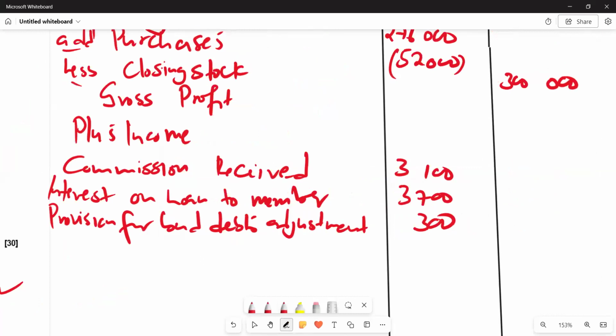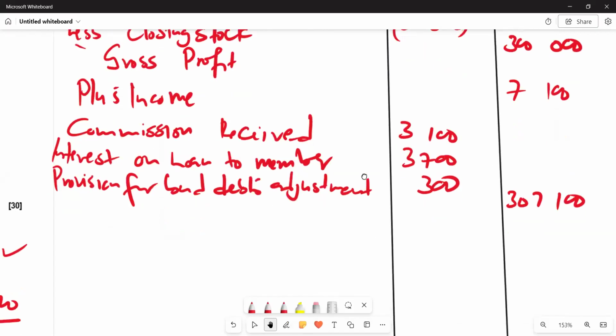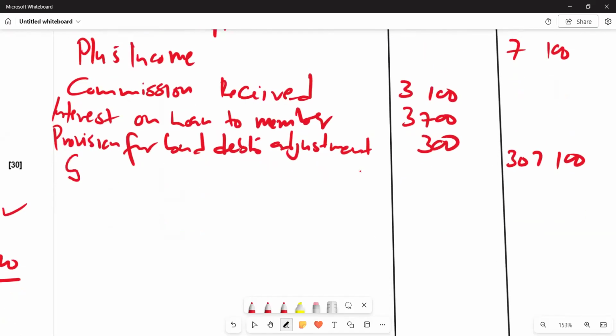So here we are saying 7,100, and we are adding 300,000 plus 7,100. We are going to get 307,100. And this one is the gross operating income. So here we are saying gross operating income. So this is what we have.